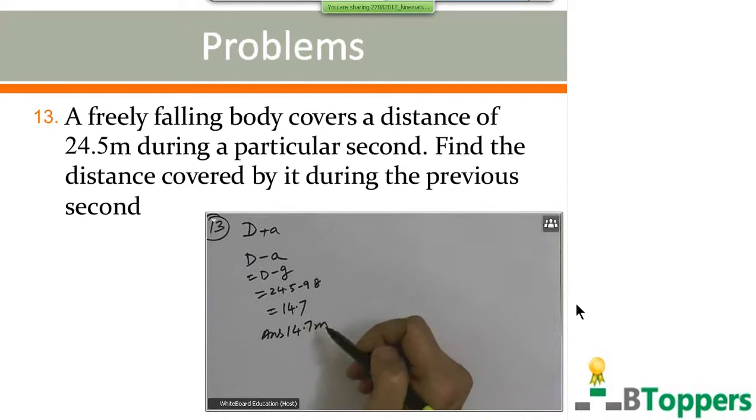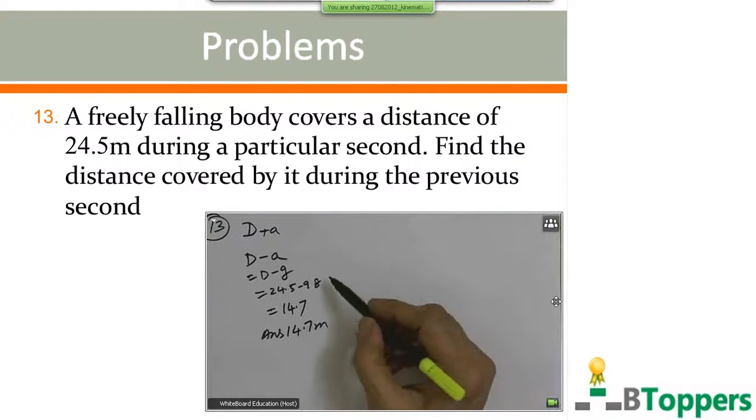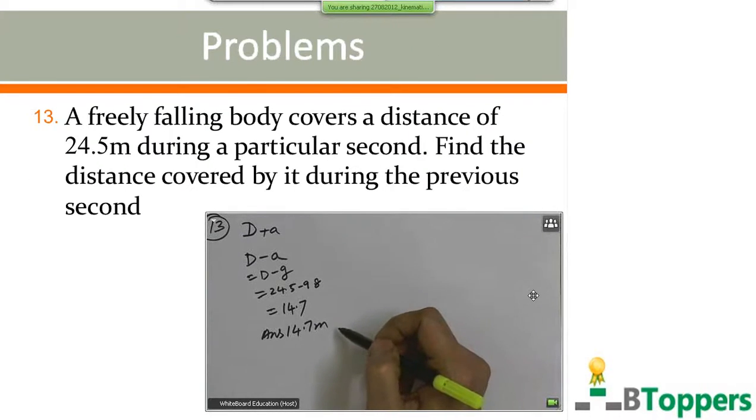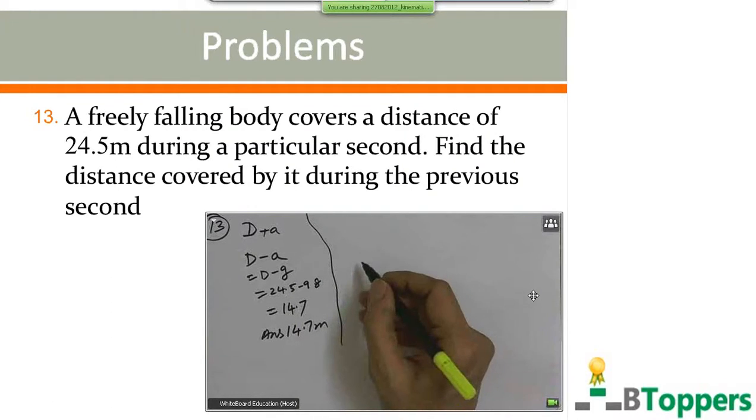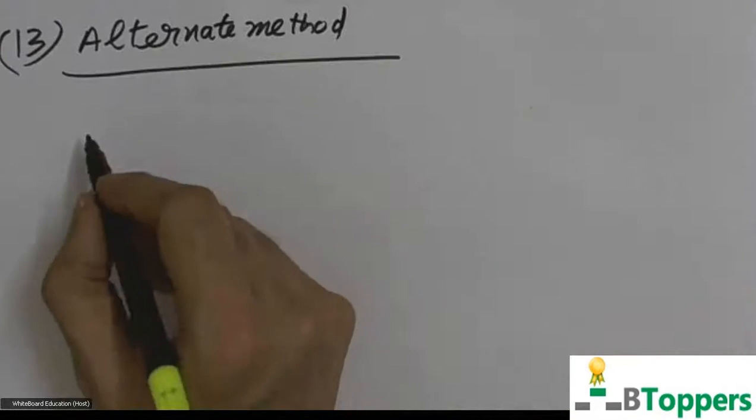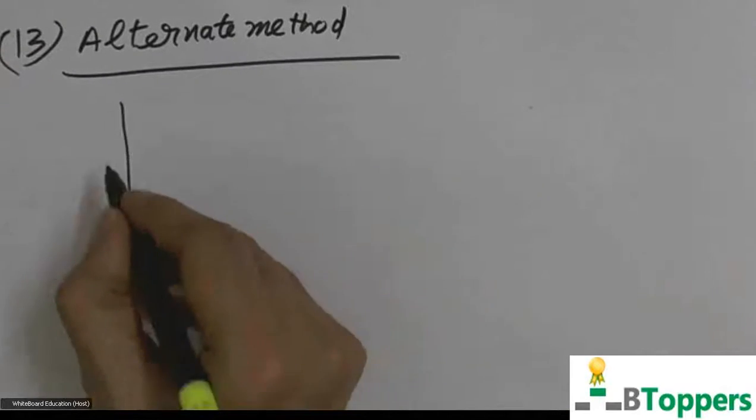But you cannot use this method for board examinations. This method can be used for objective type, multiple choice question papers, where your working is not verified. But in case you are given a similar problem in a board examination, you are expected to solve the problem by using the equations of motion. Let us solve the same problem with an alternate method.